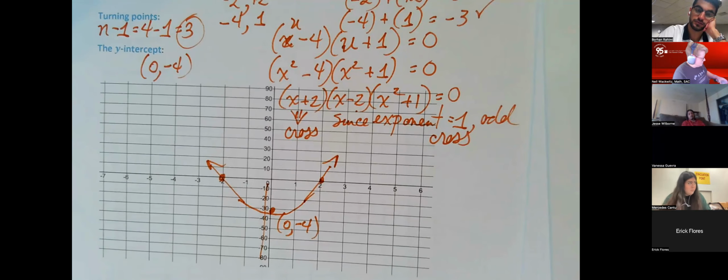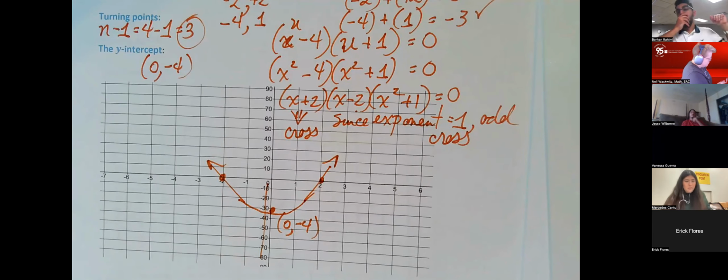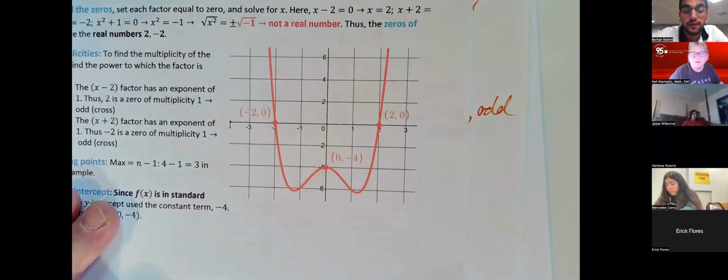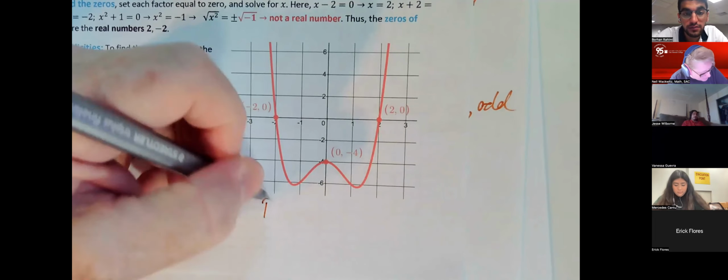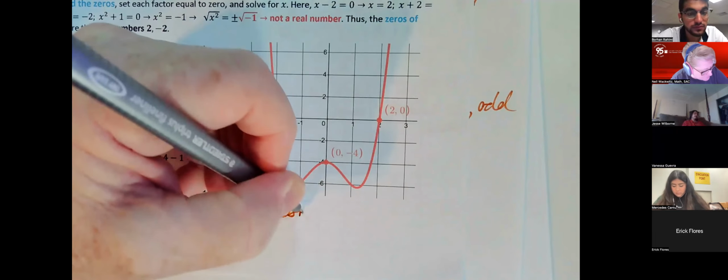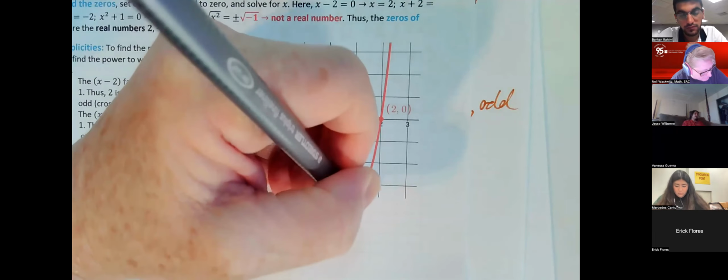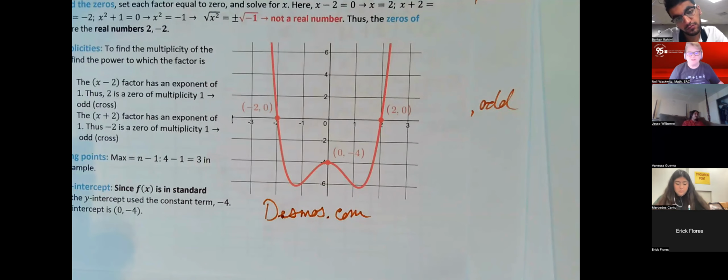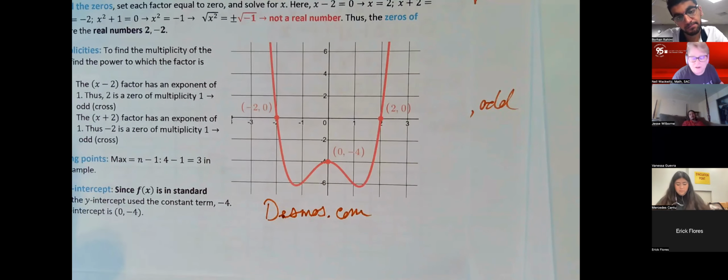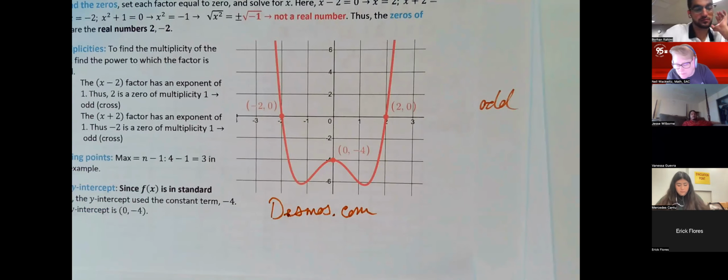Remember that the graph is going up to the left and right. So here's kind of a picture of it. And let me show you what it looks like if you graph it with a graphing tool like Desmos. I really encourage you to use desmos.com to graph these things. It's very easy to use, it's free, and it's always available.